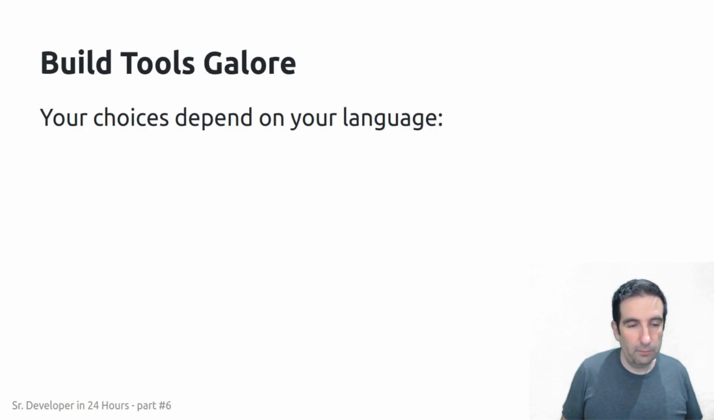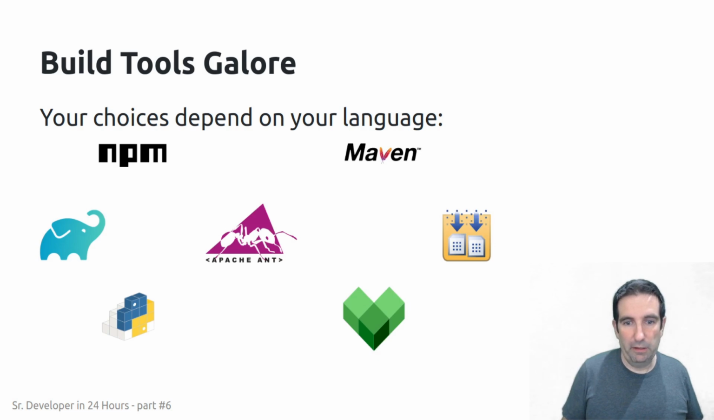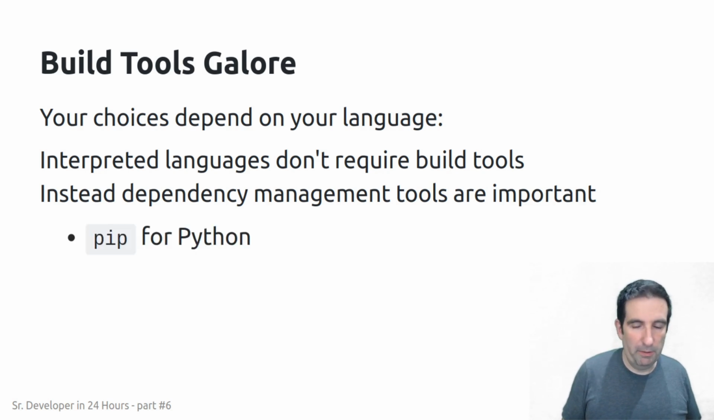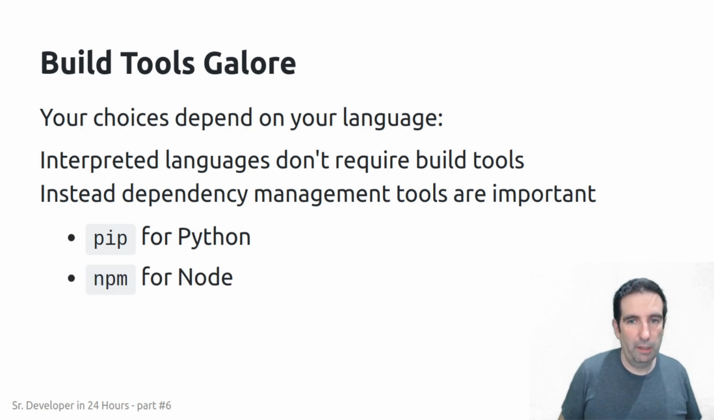Okay, so what tools are we going to be using? Your choices depend a lot on the language that you're using. And there are a lot of different tools that we can choose from. And again, up to a big part, the choices that you have depend on the language that you are using. For example, if we are using interpreted languages that do not require actually building an application, normally we focus more on dependency management tools that will help us manage our libraries. For example, if we're talking about Python, then we would be using pip. If we're using Node and the Node ecosystem, we would be using npm, the Node package manager.